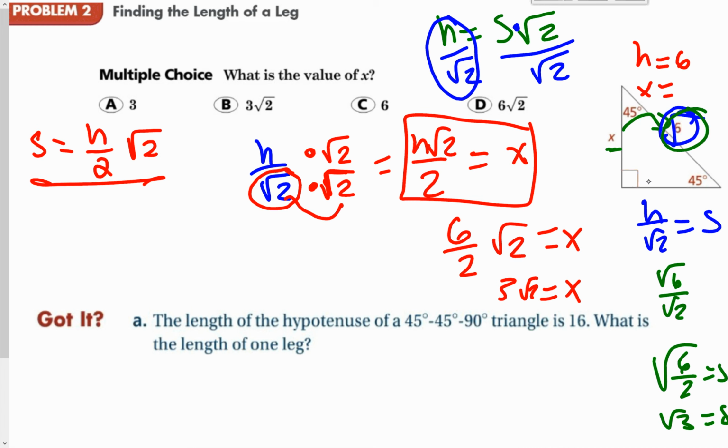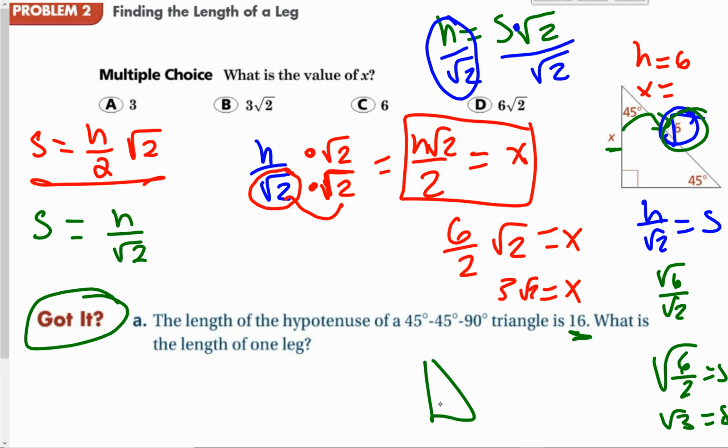Okay, so there's kind of two ways you can do it. One is if you have a whole number, you just divide it by 2 and multiply by root 2. Or the other way is if you still have a root as your hypotenuse, which a lot of times we will. And that will be hypotenuse over square root of 2. Okay, so there's the two ways. Go ahead and do the got it here, which you have a length of 16. So if you want to draw it, that's fine. 16, solve for x.